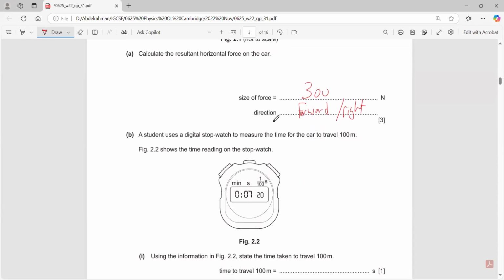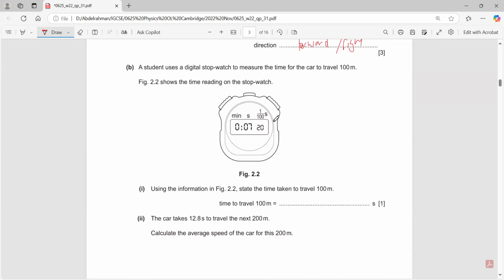A student uses a digital stopwatch to measure the time taken for the car to travel 100 meters.